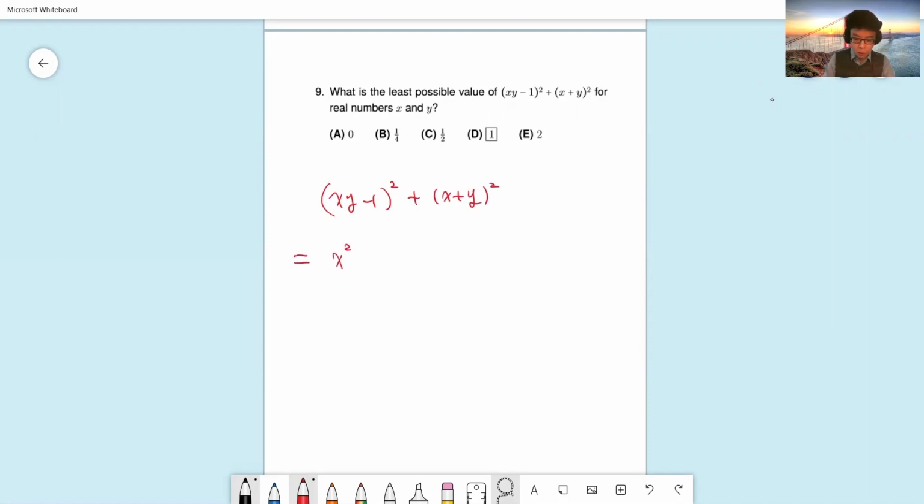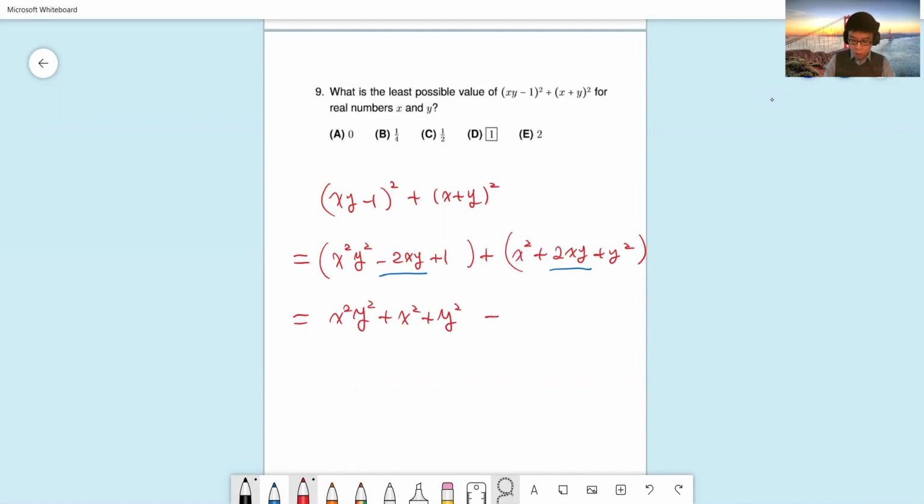This becomes x squared y squared minus 2xy plus 1. And the second square gives x squared plus 2xy plus y squared. Now we can basically cancel this 2xy, one is positive, one is negative. Finally, we get the following. This equals x squared y squared plus x squared plus y squared plus 1.